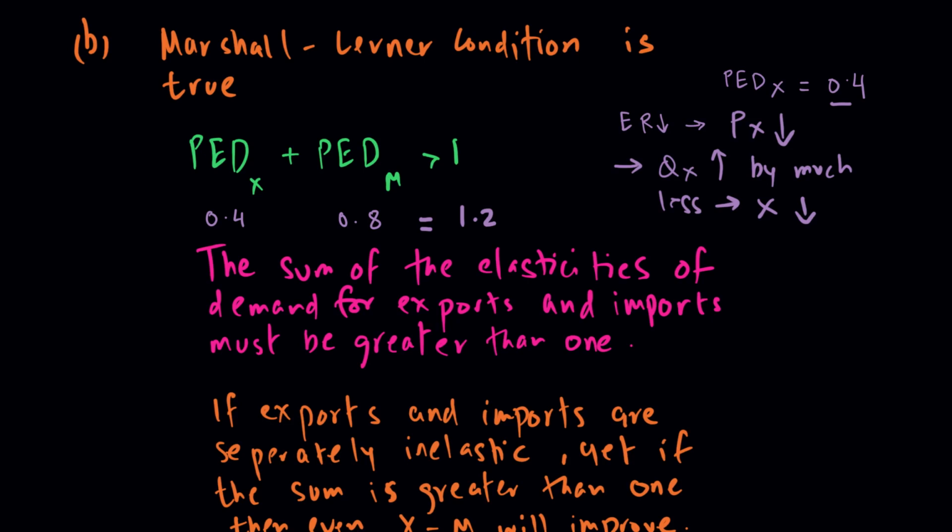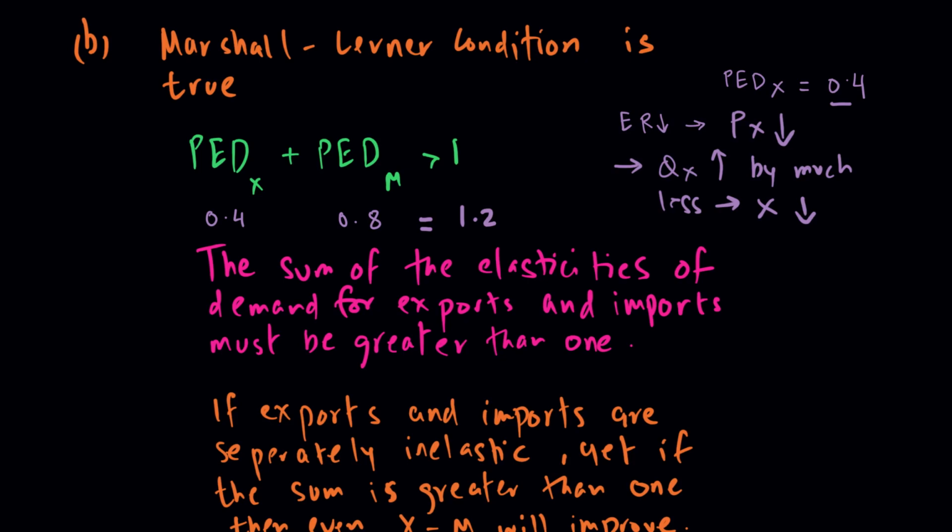What if the sum is equal to 1? Well, if the sum is equal to 1, then devaluation will not change X minus M at all. And if the sum is less than 1, then devaluation will actually decrease our net exports.